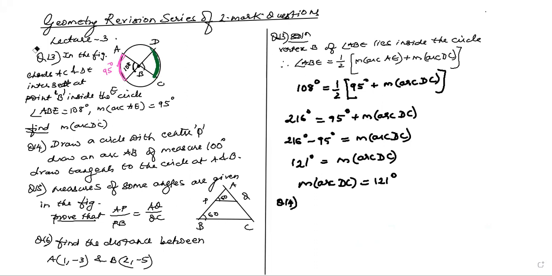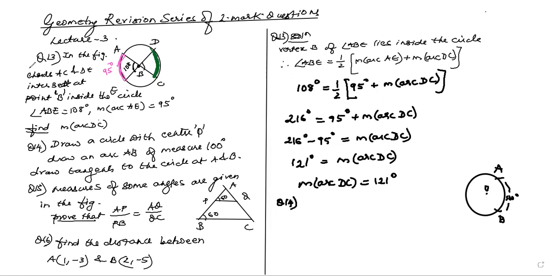I'll first draw one circle, a rough figure. That circle's center I'll name O. This is a rough figure, children. They want me to mark an arc on this circle such that measure of arc AB is exactly 100 degrees, children. And then they want me to draw a tangent.